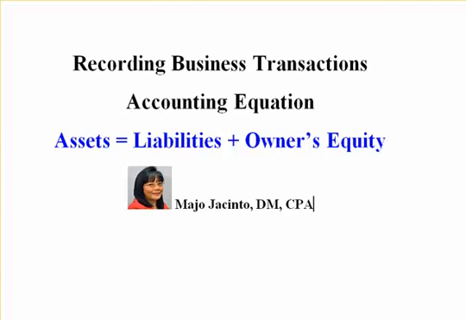Liabilities represent what the business owes. For instance, accounts payable. These are suppliers who we buy from on account. Notes payable, mortgage payable. These are examples of liabilities of the business. And the owner's equity is what the business is worth.